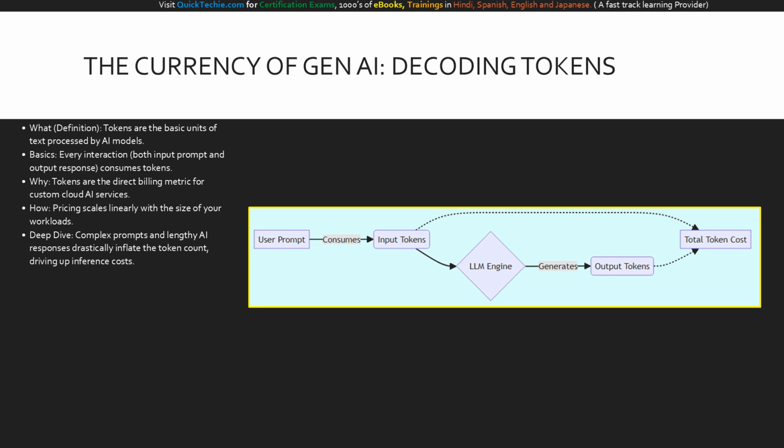This flow illustrates the lifecycle of a token. It starts on the left when a user submits a prompt, which gets broken down into input tokens. The LLM engine processes these and spits out output tokens. Notice how both the input and the output arrows point directly to your total token cost. You are paying for both sides of the conversation, so optimizing both what you ask and what you receive is vital.